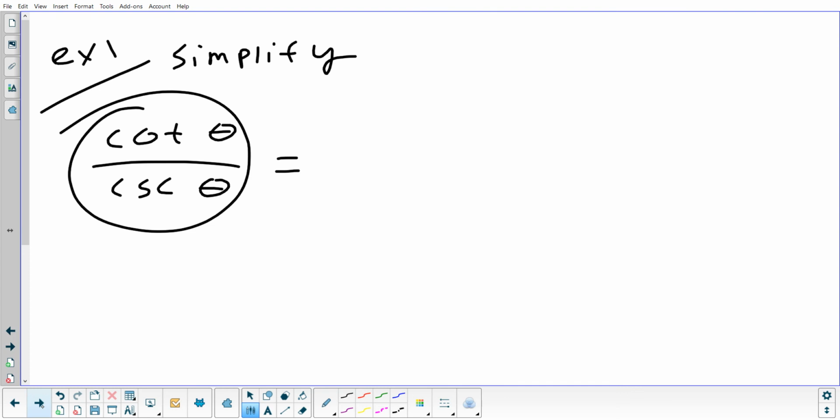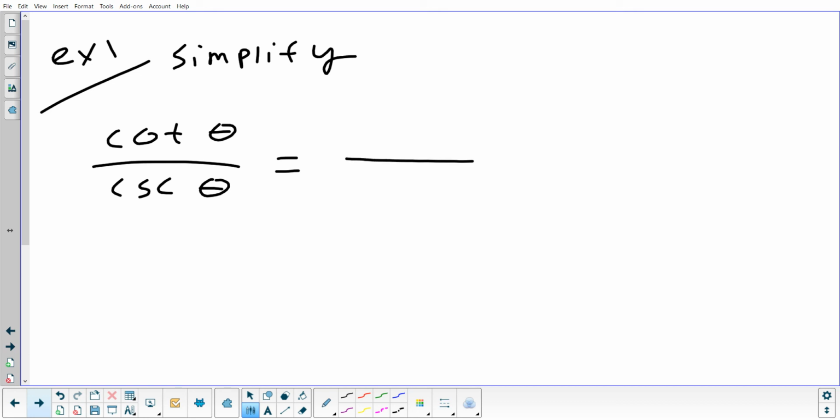Okay, so the first problem says simplify, and we have cotangent divided by cosecant. Let's try the first trick that I just explained, which is change everything to sines and cosines. Okay. Can someone tell me how you can take cotangent and rewrite it so it's using sines and cosines? Eli? Cosine over sine. Yep, it's cosine over sine.